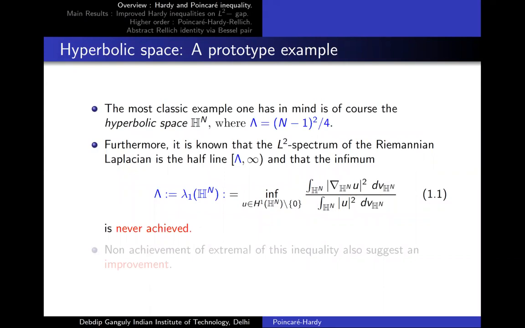So this is not an eigenvalue. This is called a generalized eigenvalue. This is not achieved. So this is not a true eigenvalue. This is a generalized eigenvalue. So this is the bottom of the spectrum.